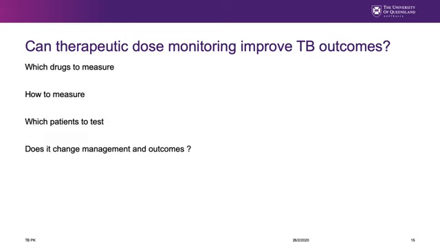So if we are going to think about doing TDM in TB, which drug should we measure? How do we measure? Which patients should we test? We want to be testing everybody. And ultimately, does it change our management and in turn our outcomes?